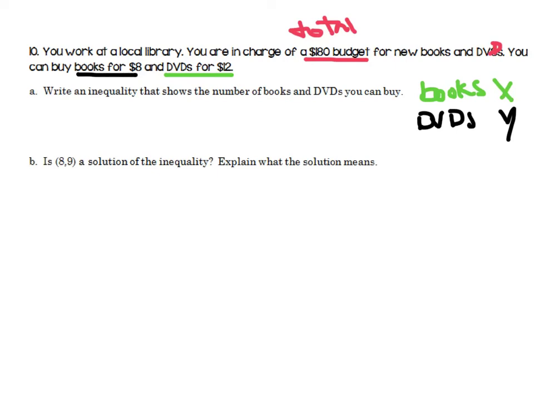So how would we write that we pay $8 for books? Hopefully you all say 8x. And there's that keyword, and, which means plus. You're going to pay $2 for DVDs. So how would you write $2 for DVDs? 2y. Now don't put an equal sign, right? Because we have a budget of $180. So can we spend more than $180? No. The only amount we can spend is $180. So in this situation, we can't go over 180, so we have to use less than or equal to, because we have exactly 180 and we can spend all of it. So there's our inequality sign.